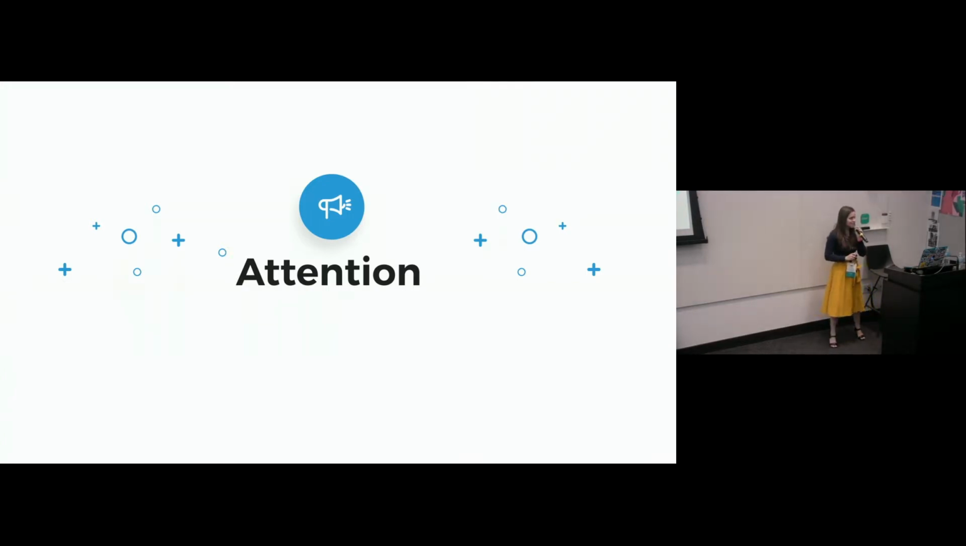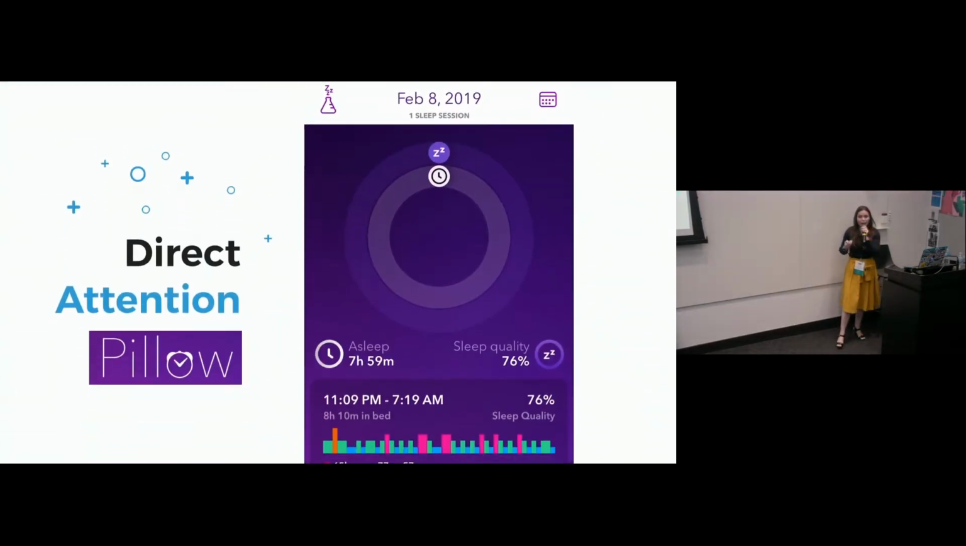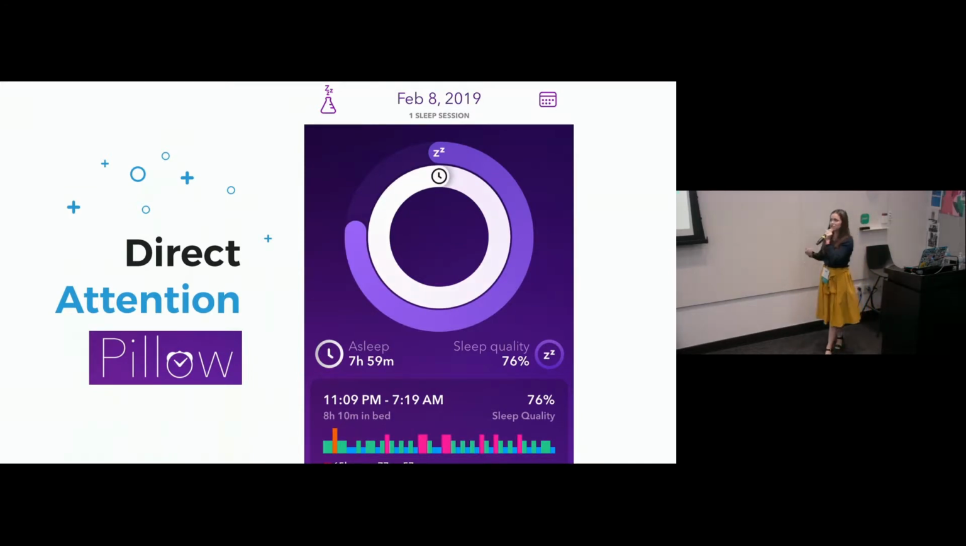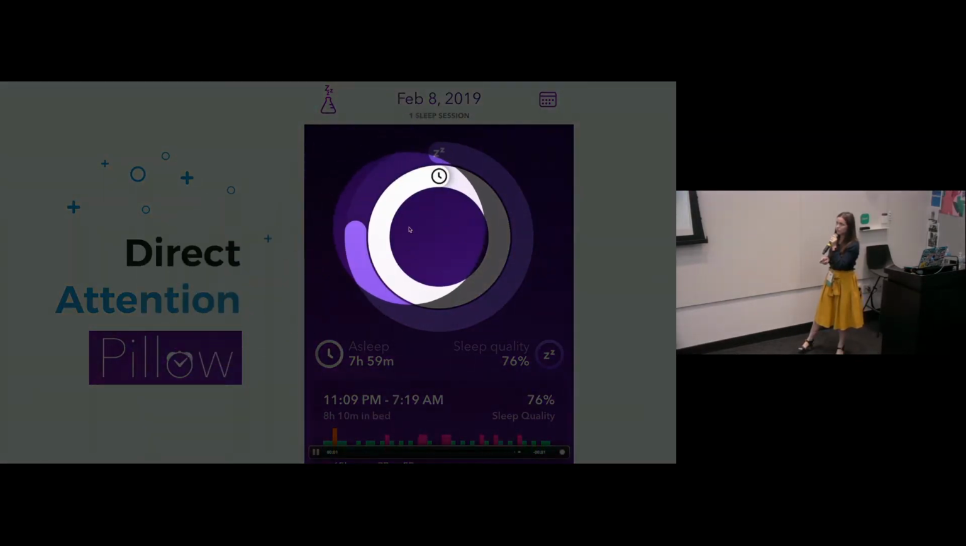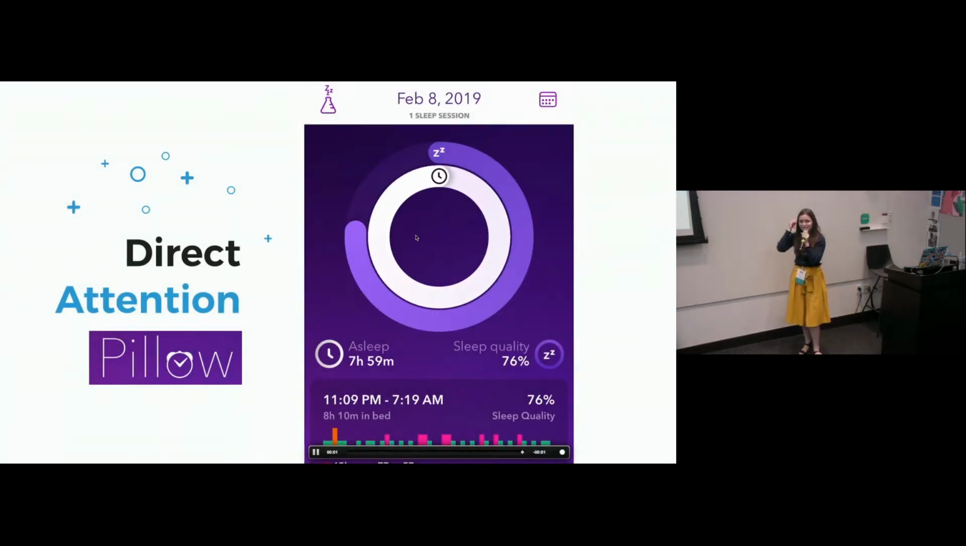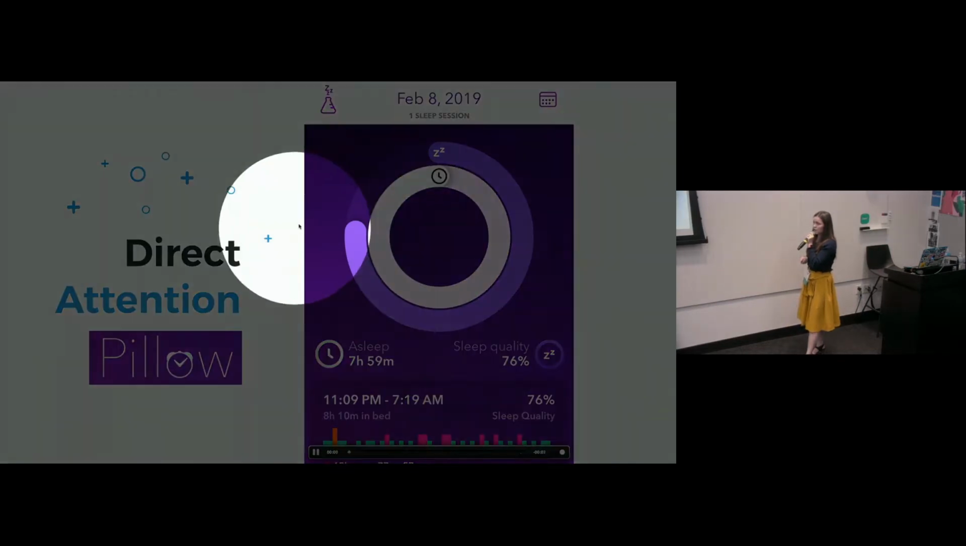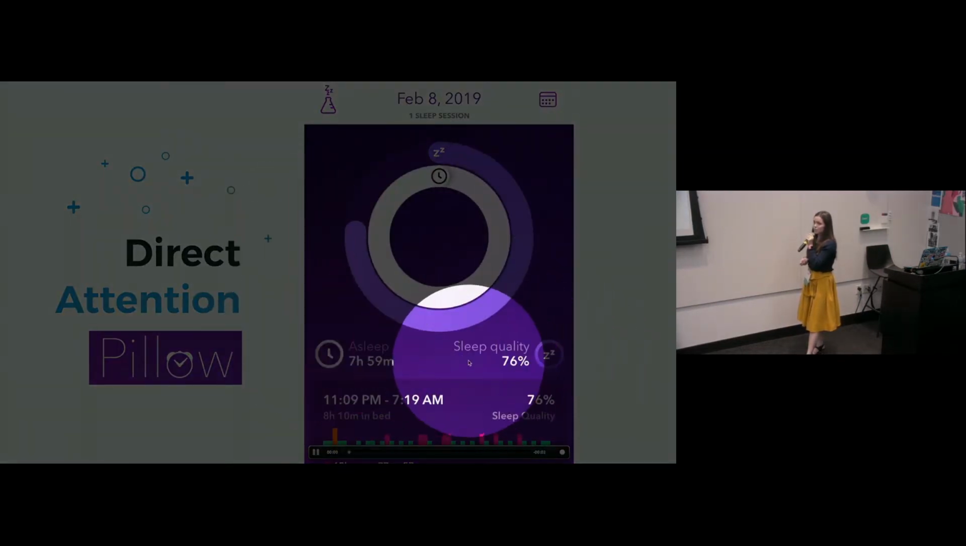And this is an example from Pillow. And Pillow is an application that tracks my sleep quality and my sleep time. So the first thing that I do when I open my eyes in the morning, I open the application because I'm interested to know how much time I slept, and I get greeted in the dashboard by this animation right here. So it's directing my attention to the content that I care about.